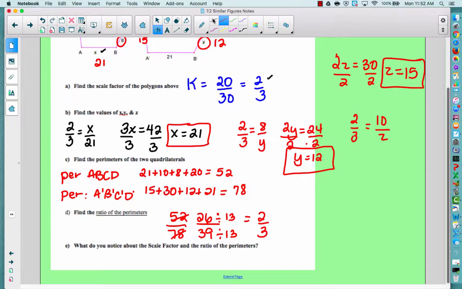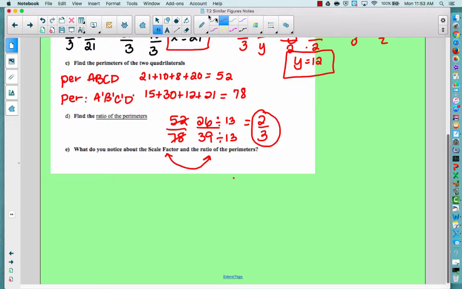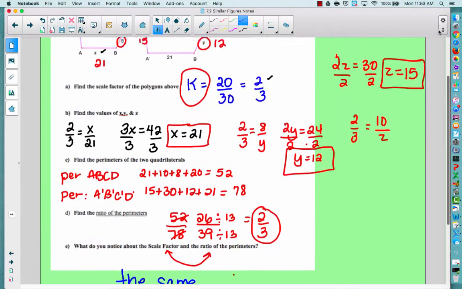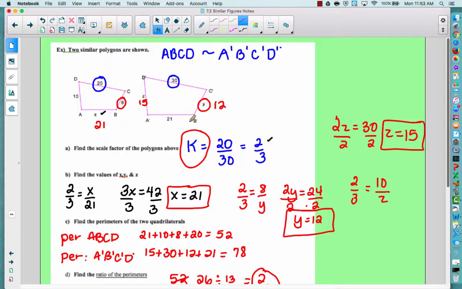So I'm going to ask you to think for a second. Your scale factor was 2/3, and the ratio of the perimeters that you got simplified to 2/3. So what did you notice about the scale factor and the ratio of the perimeters? Well, hopefully you're saying to yourself that they are the same. They are the same because if every side is in the same ratio, when you add all the sides together, they will be in the same ratio.